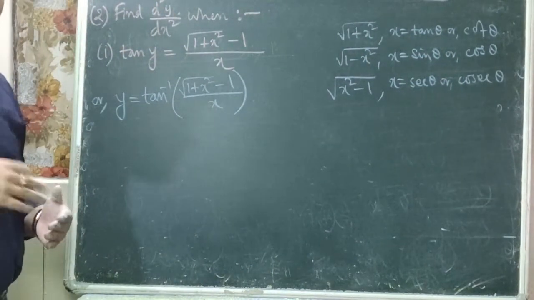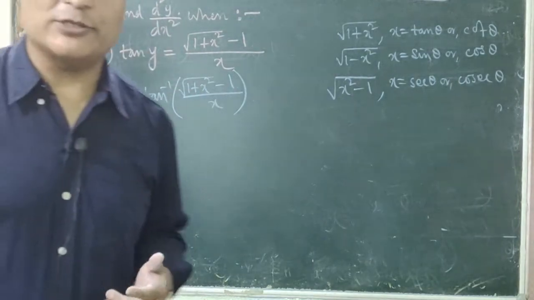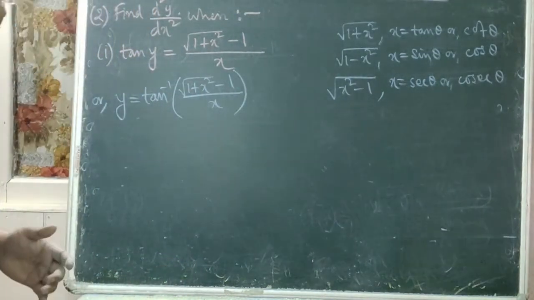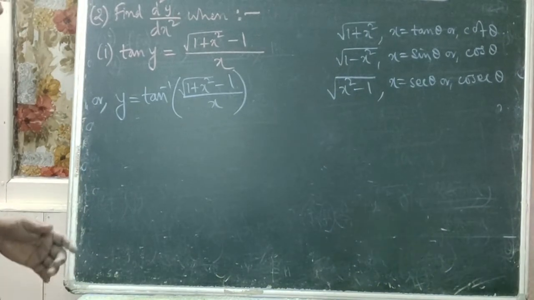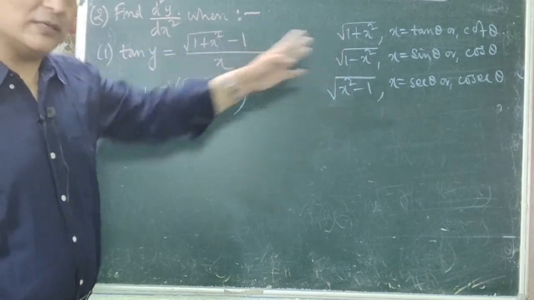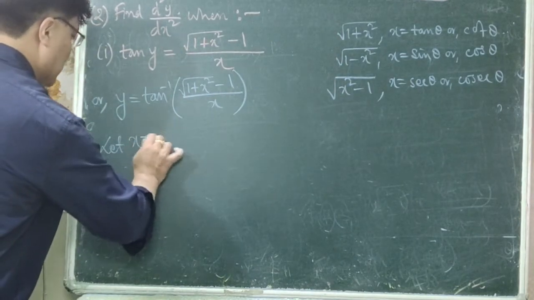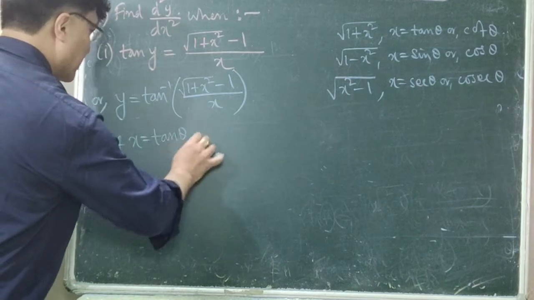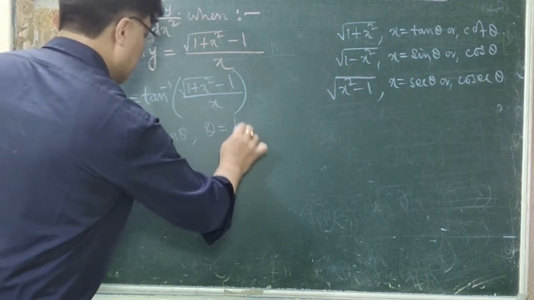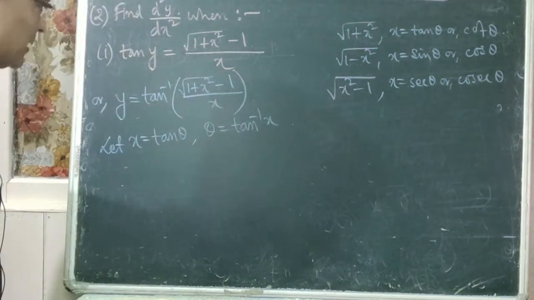So after I finish this second order derivative, we will start the integration chapter. Okay. So now let us do trigonometric substitution here. So what should you put for x? Tan or cot? Let us put tan here. Let x is equal to tan theta. Or what is the value for theta here? Theta is equal to tan inverse x.